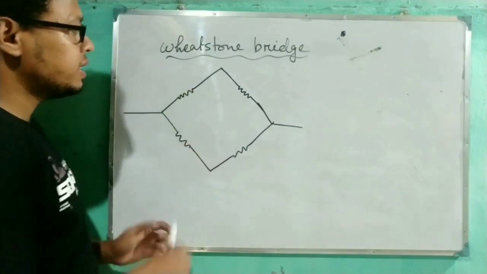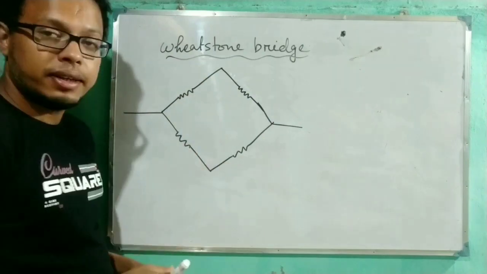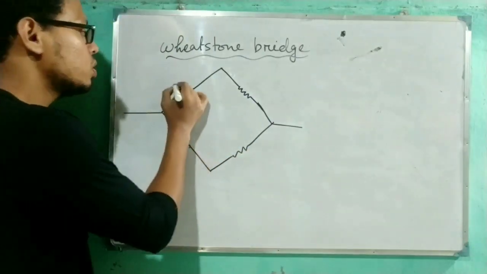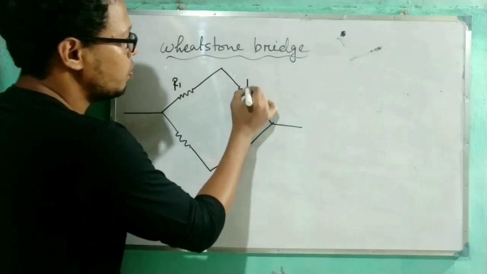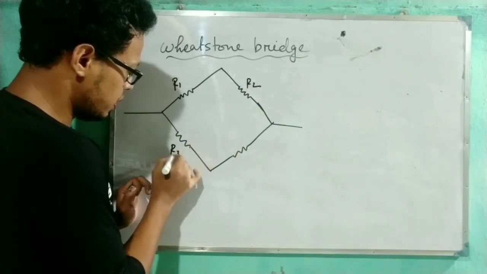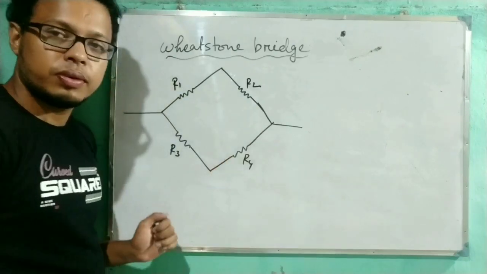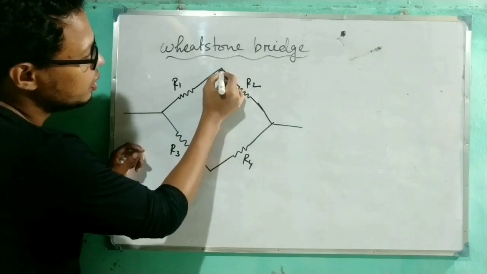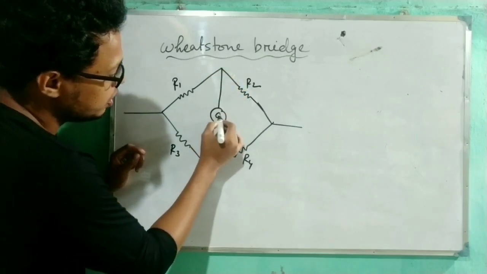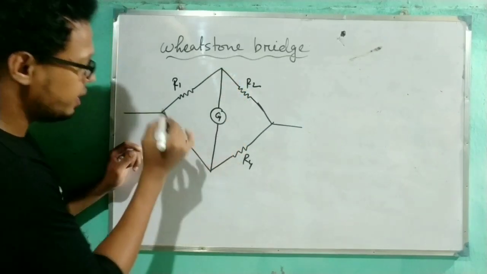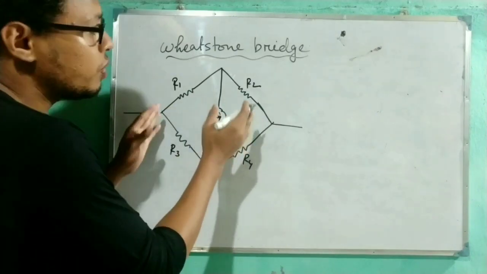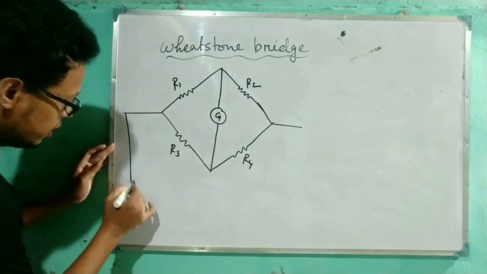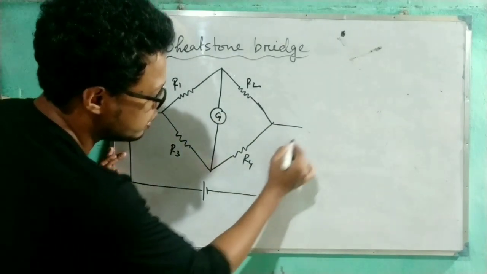Take 4 resistances connected so as to form a parallelogram. Suppose the values of the resistances are R1, R2, R3 and R4. Now connect one galvanometer in one diagonal, and in the other diagonal connect a battery. Here I am not connecting it inside, I am connecting it outside, but this is the same.